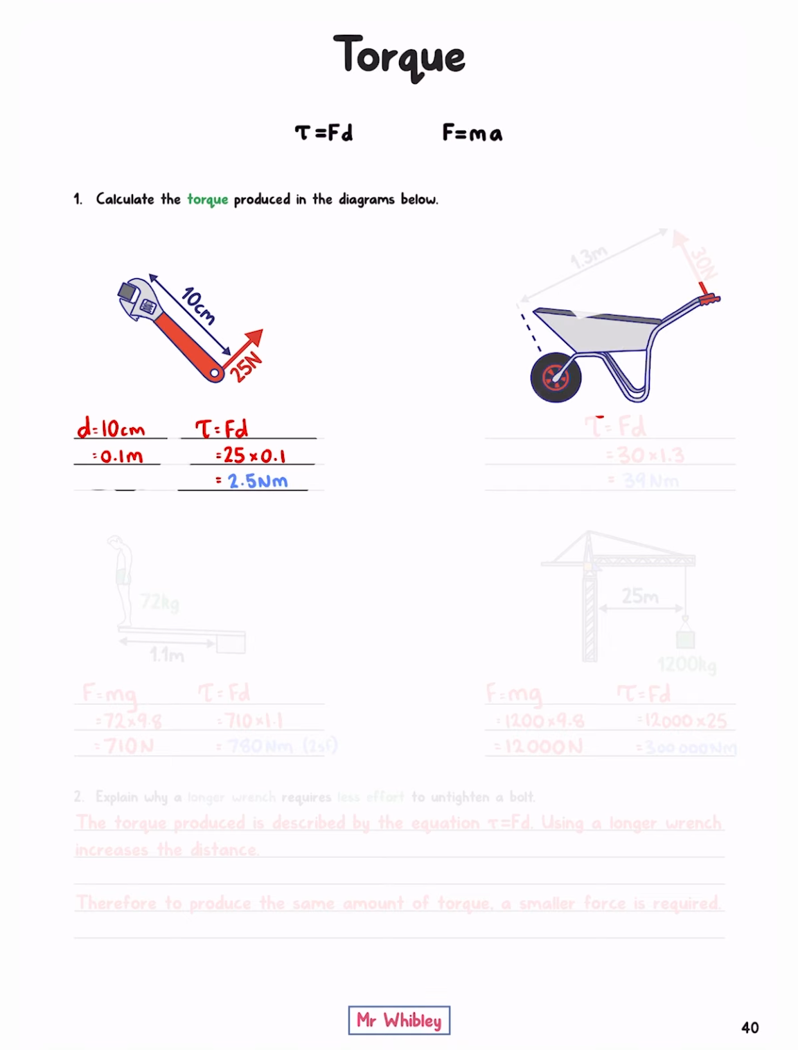We have a wheelbarrow, upon which there is a 30 Newton force at a distance of 1.3 meters. Once again, torque is force times distance. Putting these numbers in gives us 39 Newton meters.